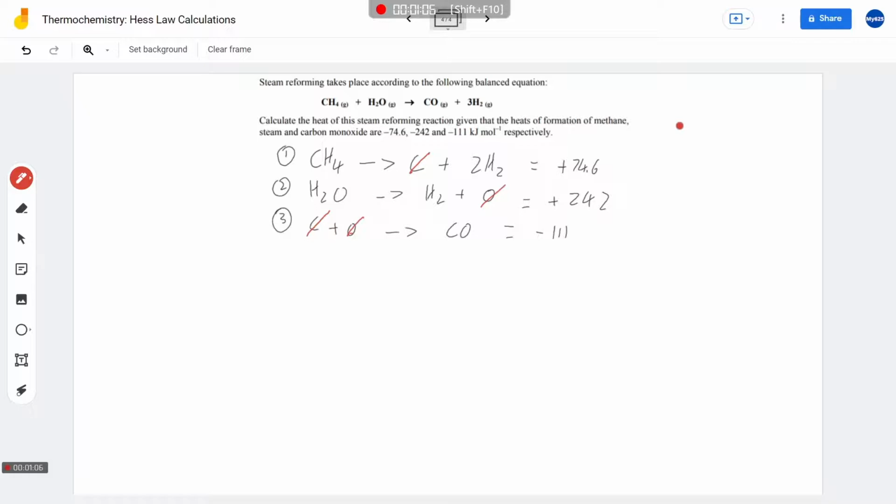Anything else that cancels out? Where we got a CH4, a H2O, anything here? No. So it seems like that's all that cancels out. So now that we know what cancels out, we can simply add everything together that's on either side of the arrows. So on the left side, let's take the left side first.